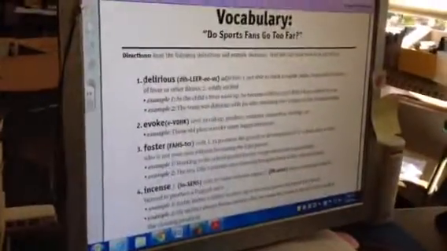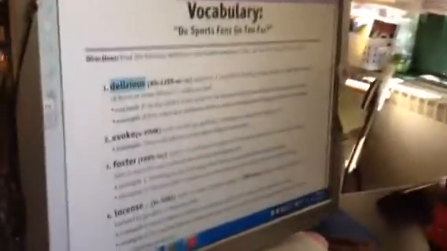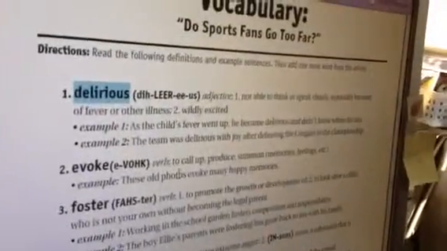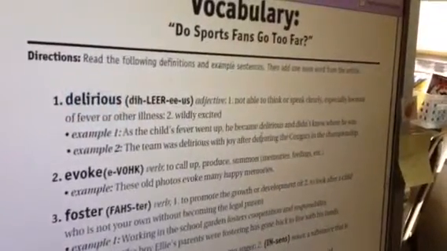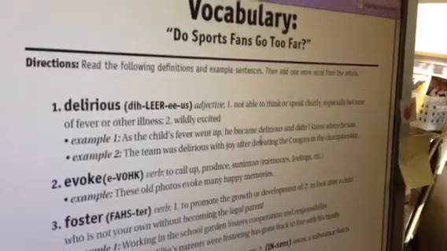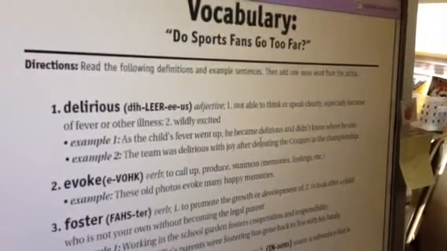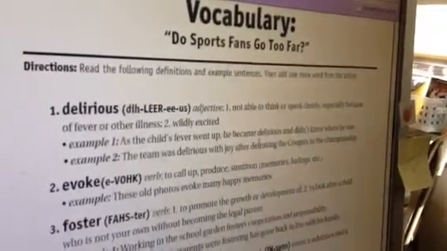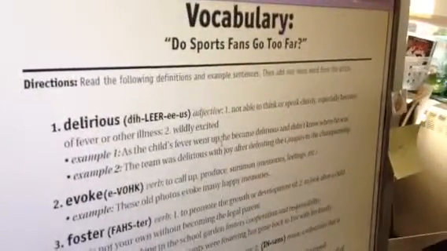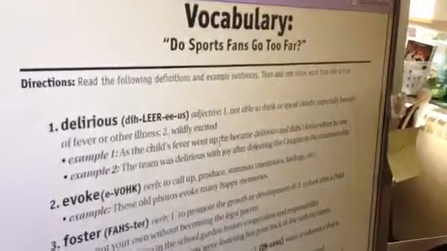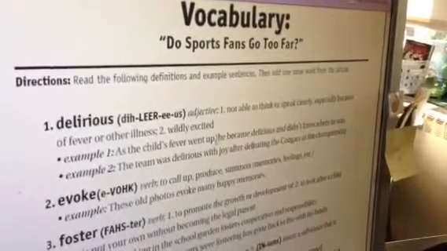So the first word is delirious. I'm sure you probably heard of this, but I'm not sure if you know what it means. Delirious is an adjective, and basically it means not able to think or speak clearly. Sometimes I'm delirious, you all know that. So I've had that experience, and maybe you have too. But you're unable to think or speak clearly, especially because of fever or other illness. It's usually something that's causing it. But there's a second definition. It also can mean wildly excited. So imagine how they might use that word inside of the article when we read it.